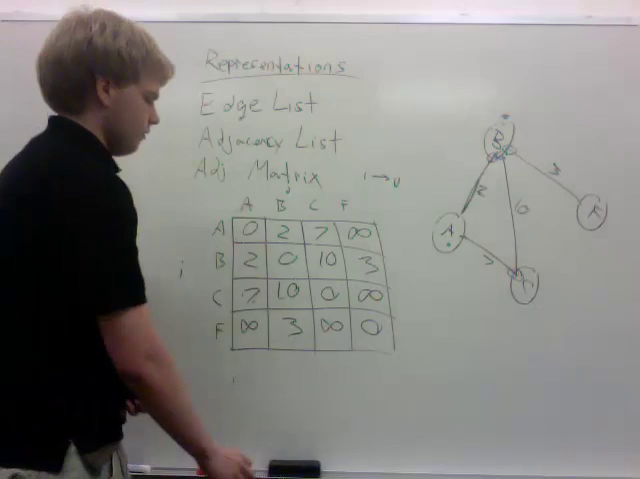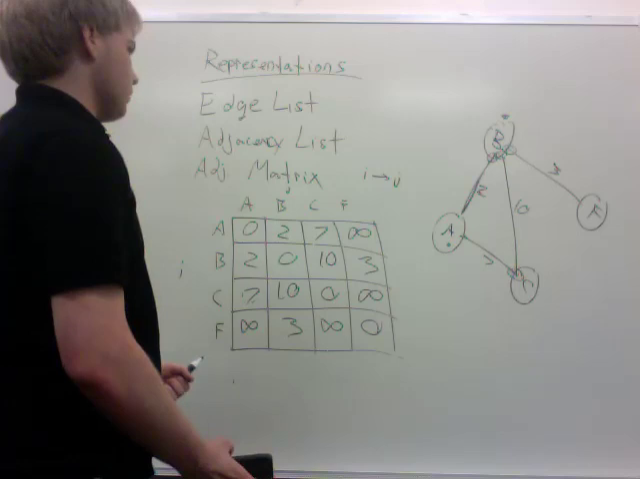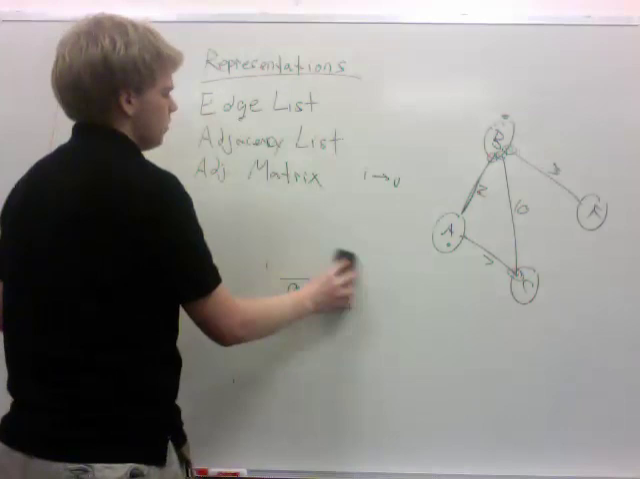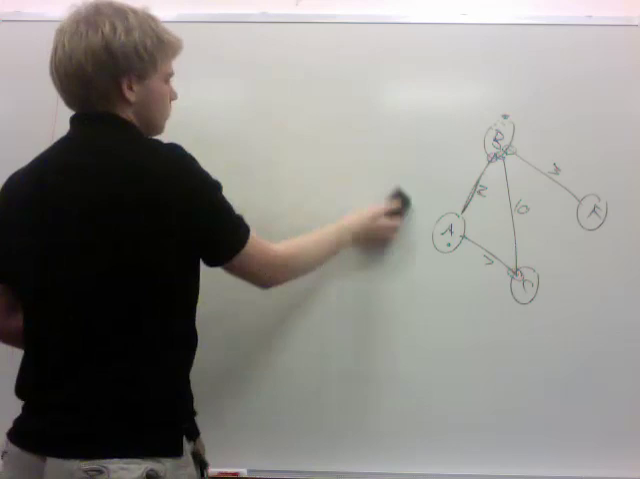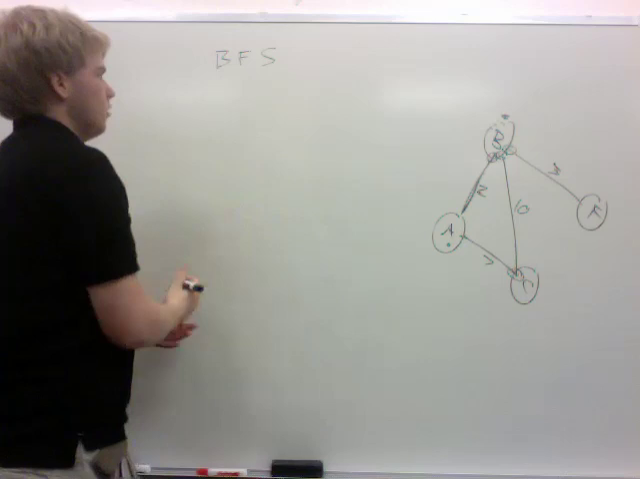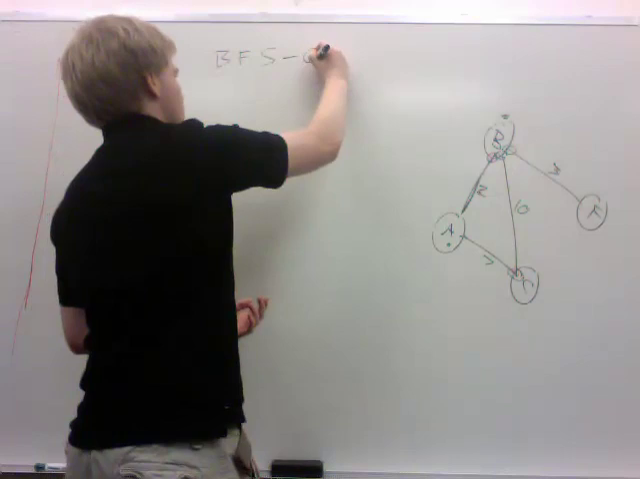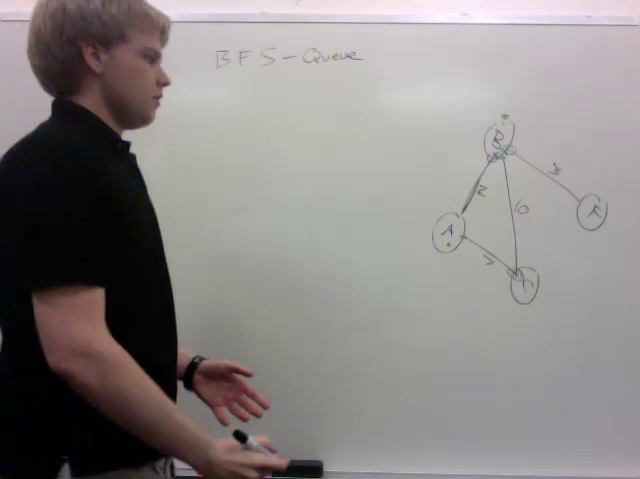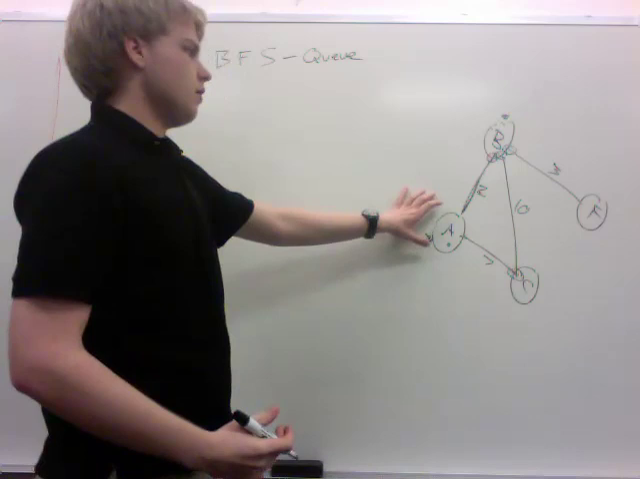Okay, so let's get into the algorithms. I'll briefly go over 2 that you should have already seen. BFS stands for breadth first search, and this is going to use a queue. What this algorithm does, basically, you have a starting vertex, and then you're going to look at all the vertices that are one step away. So this is for an unweighted graph.